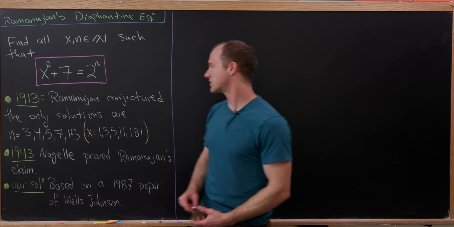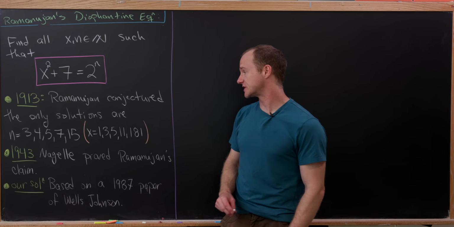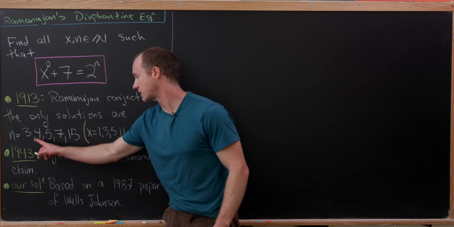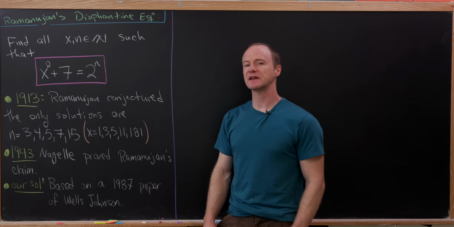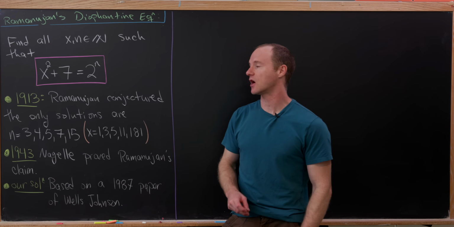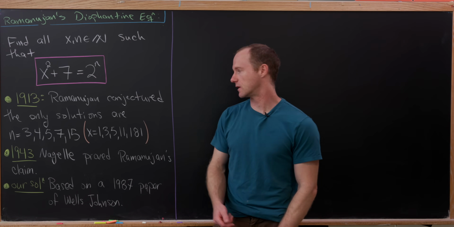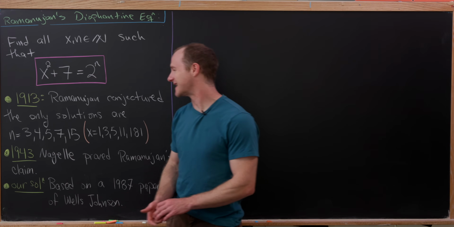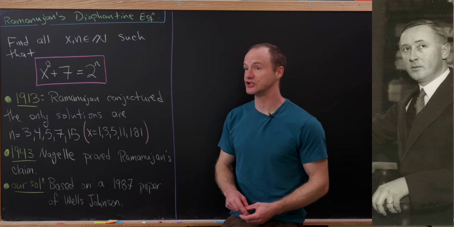So in 1913, Ramanujan conjectured that the only solutions occurred when n was 3, 4, 5, 7, or 15. And the corresponding values of x are 1, 3, 5, 11, and 181. Ramanujan didn't prove this though. The first proof of this came in 1943 by a Norwegian mathematician named Nagel.